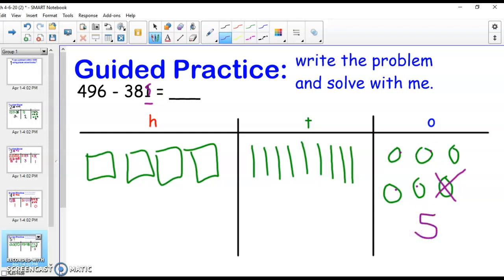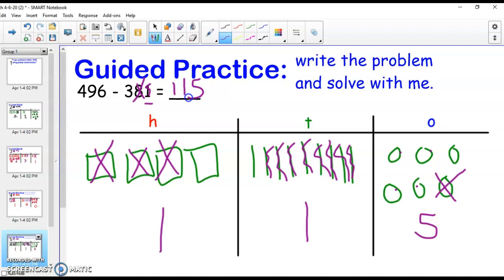Now we need to take away 8 tens. Let's go. 1, 2, 3, 4, 5, 6, 7, 8. And how many tens am I left with? 1, correct. 1 10. And now I need to take away how many hundreds? You got it, 3 hundreds. 2, 3, and I'm left with 100. So 496 minus 381 is 115.